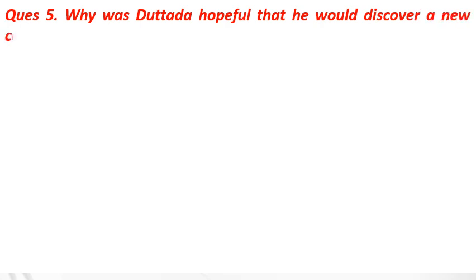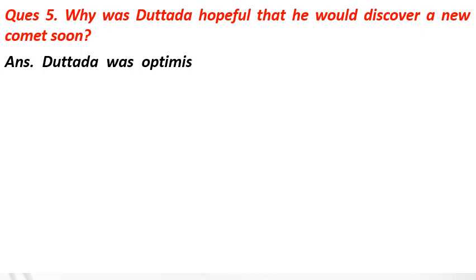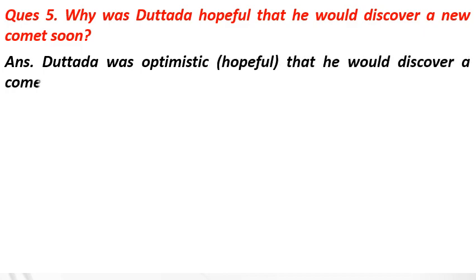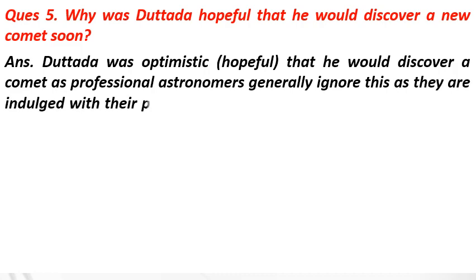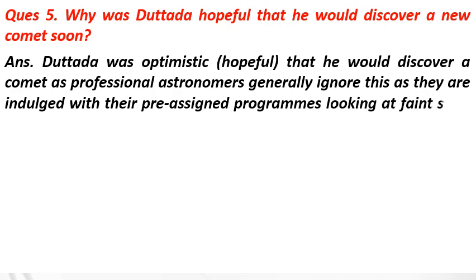Question number 5 is, why was Datta hopeful that he would discover a new comet soon? The answer is, Datta was optimistic, meaning hopeful, that he would discover a comet, as professional astronomers generally ignore this as they are occupied with their pre-assigned programs, looking at faint stars and nebulous galaxies.